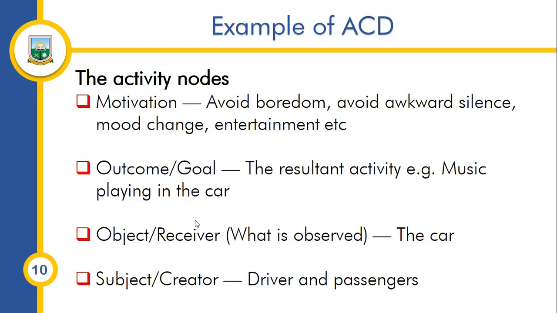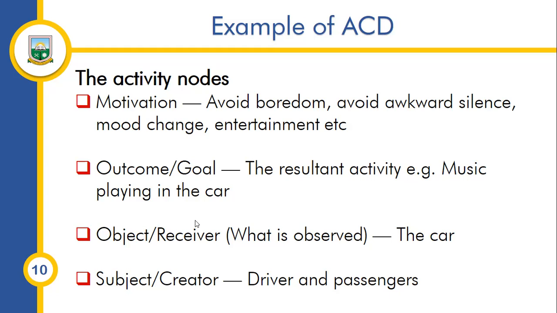Now let's break it down and go into the activity nodes. So the first, as I said before, activity-centered design approach has some form of motivation being its initial step. So what's the motivation of this activity where you want to listen to music in the car? Your main aim is to avoid boredom, or to avoid awkward silence whilst you are driving. Maybe with some people, everybody is quiet, you want to avoid that awkward silence, or you want to change the atmosphere in the car, or maybe for some personal entertainment.